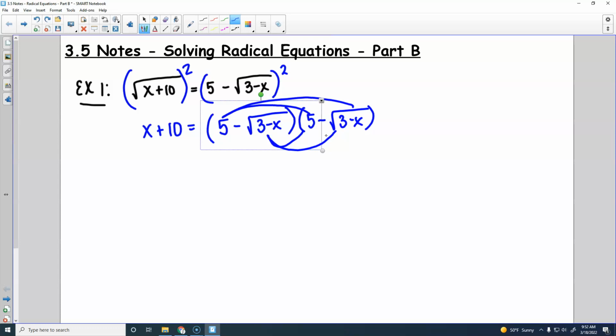So after you get this part done, it actually looks worse than it did to begin with. But then you got to try to get that square root by itself and square both sides. So you're going to have to square both sides twice on this problem. So I'll give you that hint and see what you can do from there.